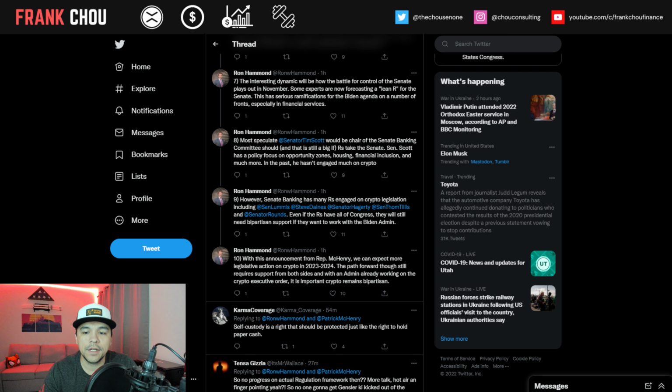However, here, continuing, Senate Banking has many Republicans engaged on crypto legislation, including Senators Lummis, Daines, Hagerty, Tillis, and Rounds. Even if the Republicans have all of Congress, they will still need bipartisan support if they want to work with the Biden administration. With this announcement from Representative McHenry, though, we can expect more legislative action on crypto in 23 and 24. The path forward, though, still requires support from both sides, and with an administration already working on the crypto executive order, it is important crypto remains bipartisan.